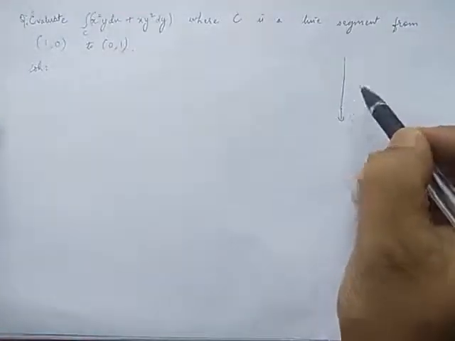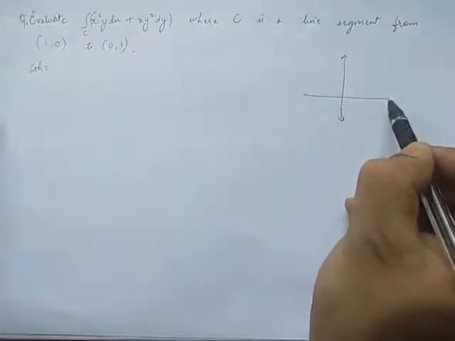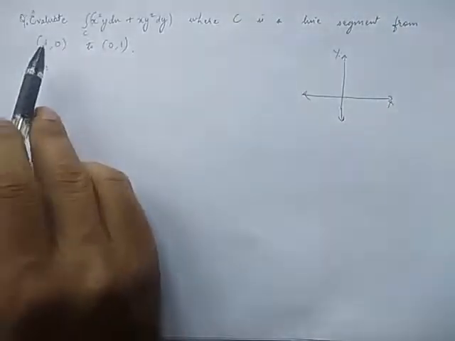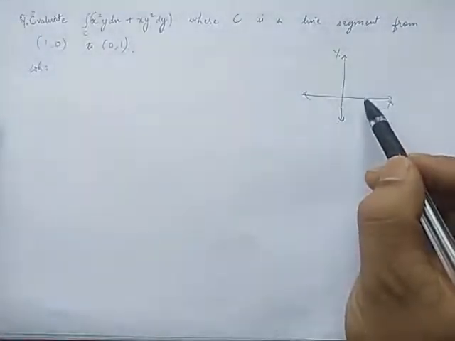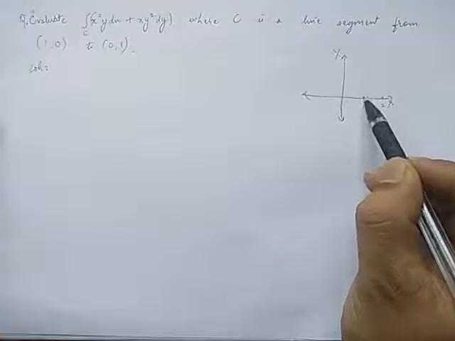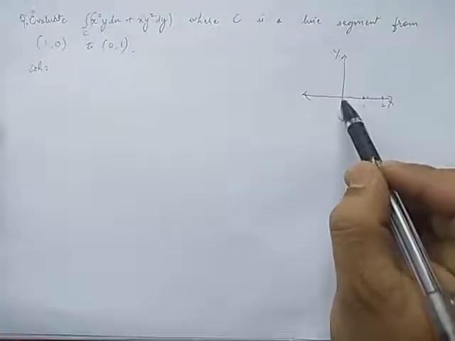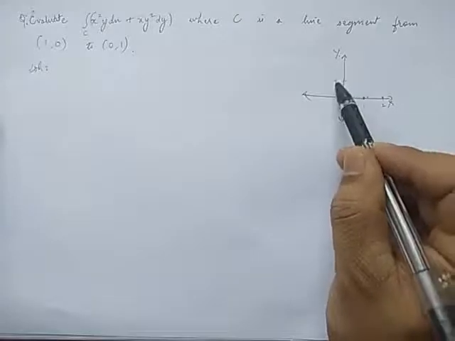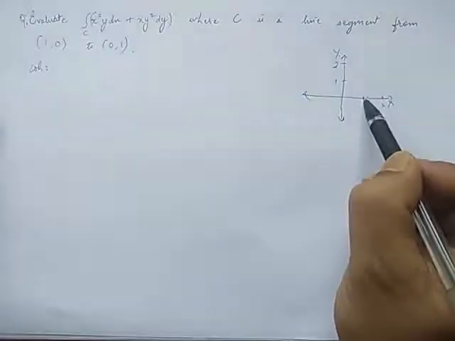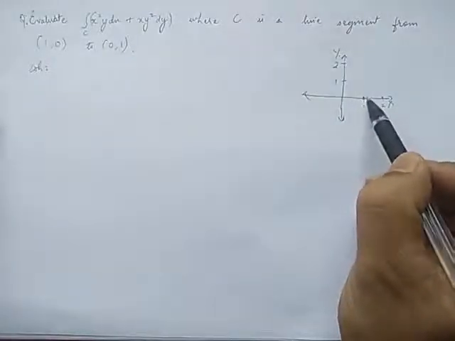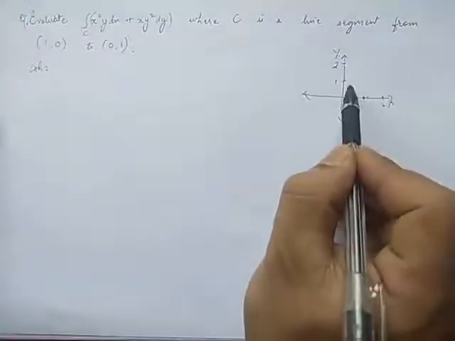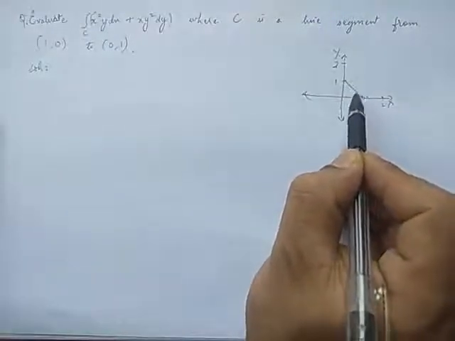Here we have the x-axis and the y-axis. This (1, 0) means on the x-axis we have 1, 2, and y is 0. So (1, 0) is the point here, x is 1, y is 0. And the point (0, 1) is x is 0, y is 1. So it is a straight line here, this one.